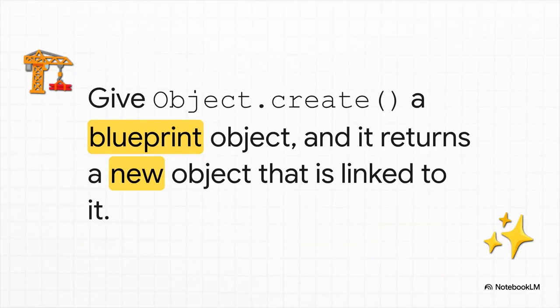To really wrap your head around this, just picture a blueprint for a house. The blueprint itself, it isn't a house, right? But it defines the entire structure. Object.create is kind of like the construction crew. You hand them the blueprint, and they build you a brand new house. Now, this new house is empty, but it's forever linked to that original design. If the blueprint says all doors are blue, then every single house they build from it will have blue doors, unless, of course, you decide to go in and paint one of them red later.